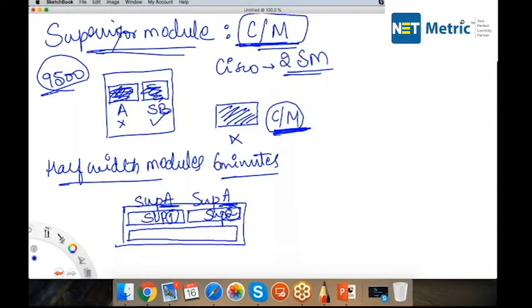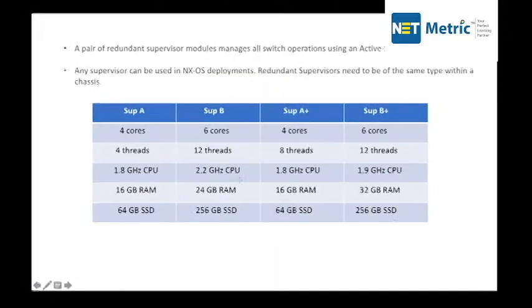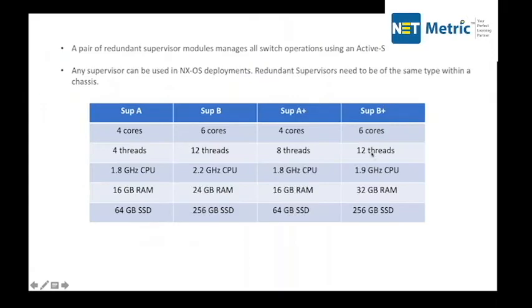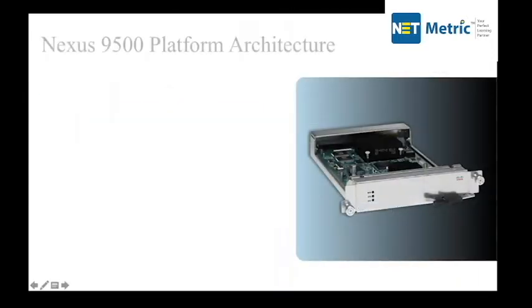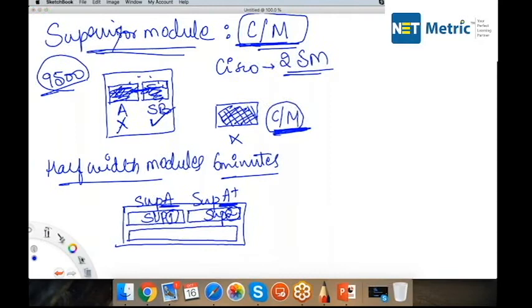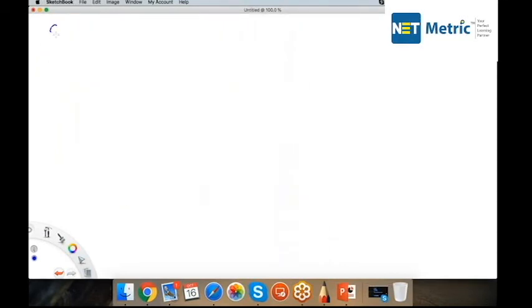So you will find two dedicated slots like these where you can insert the supervisor engines. Now, this is how your supervisor engine looks. You can see here, you have an external PPS, pulse per second clock input. You have the management port, the console port, and you have USB ports.